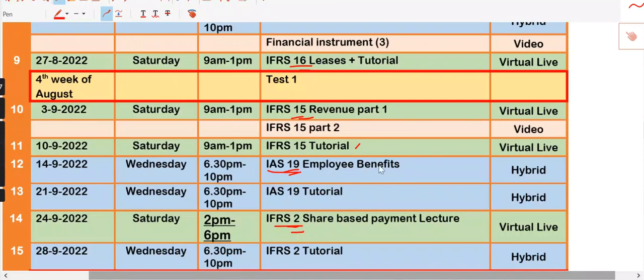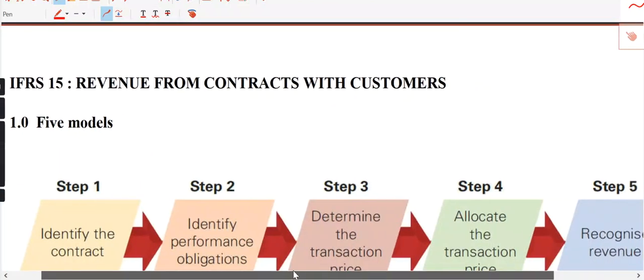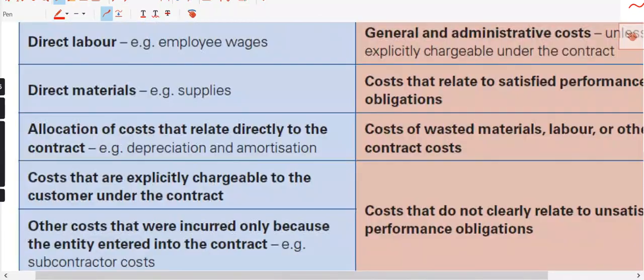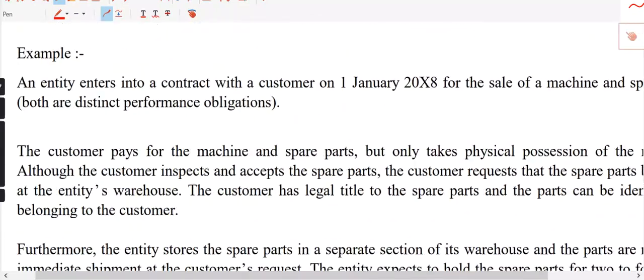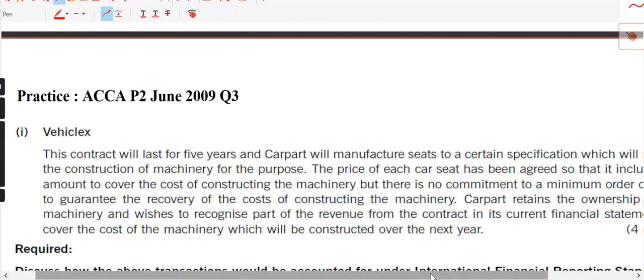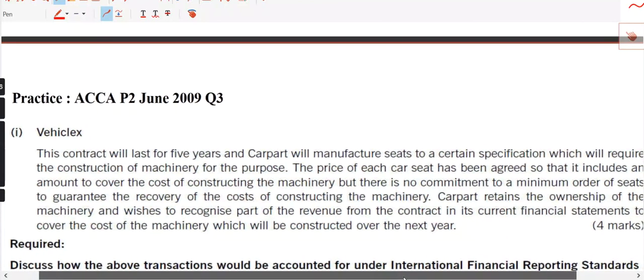Okay, so now we start the IFRS 15 tutorial. This is the notes, IFRS 15. In the live session we completed part 1 of the lecture, and in the video we completed part 2. Now look at page 10 of the chapter, page 10. Everybody get ready, page 10.